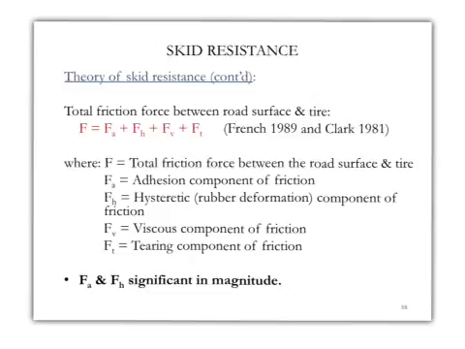The first one is FA, which is the adhesion component of friction, and then FH, which is the hysteretic or rubber deformation component of friction. These first two are the most significant components that relate to skid resistance and friction, while the two minor ones are FV and FT, which are the viscous component of friction and the tearing component of friction.